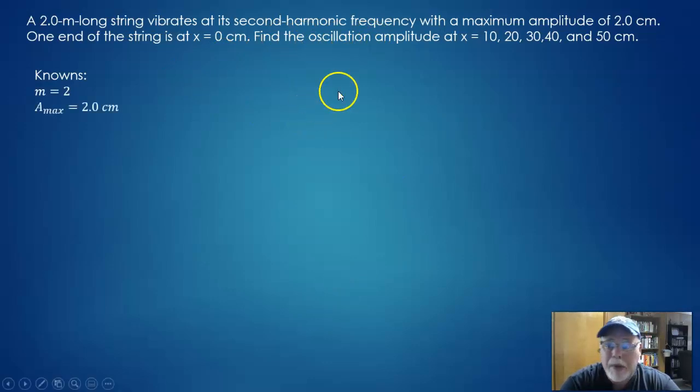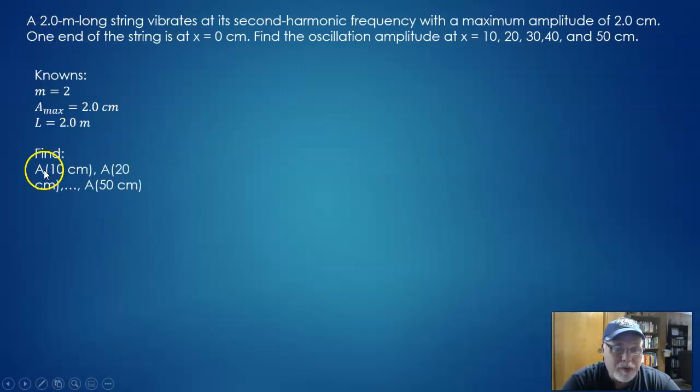We also know that the maximum amplitude is 2 centimeters, right? And we know that the length is 2 meters right here. And what it's asking us to find is what's the amplitude at 10 centimeters. So on that standing wave, what's the maximum displacement of that medium at 10 centimeters, and then at 20 centimeters, and so on, all the way up to 50 centimeters.